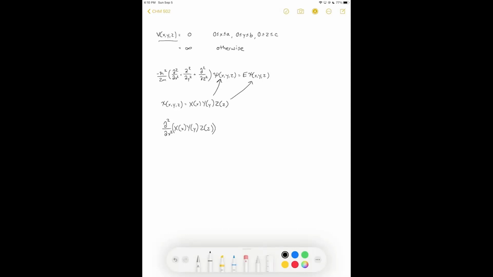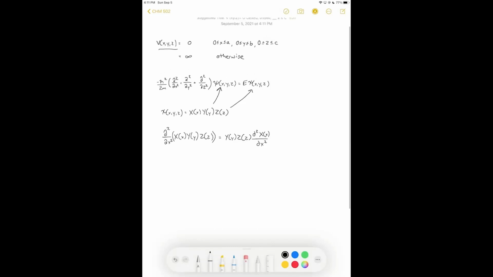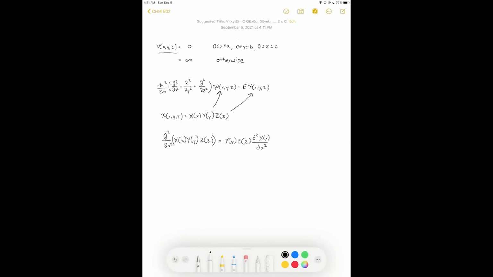Well, the y and z functions don't have any x components, so they're simply constants, so we don't take the derivatives of them. And then I just have to take two derivatives of whatever my x function is. So this function is simply Y of y times Z of z times two derivatives of X with respect to x. And this is going to be true for every single term here, every partial derivative term in my Schrodinger equation. And so if I divide this by the wave function X of x, Y of y, and Z of z, so I'll just go ahead and divide this here.